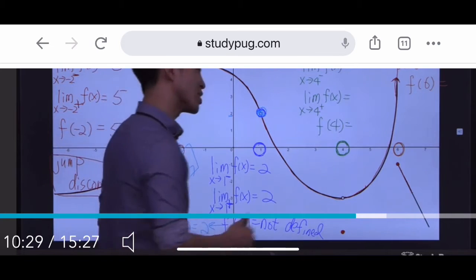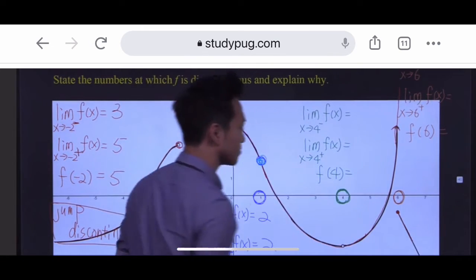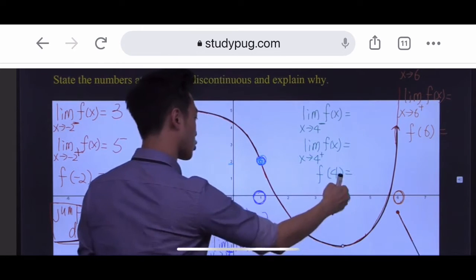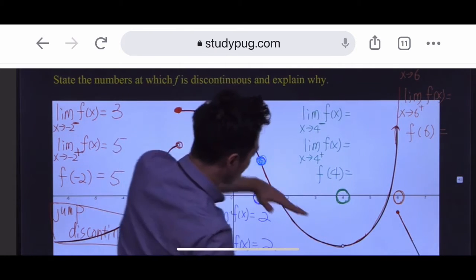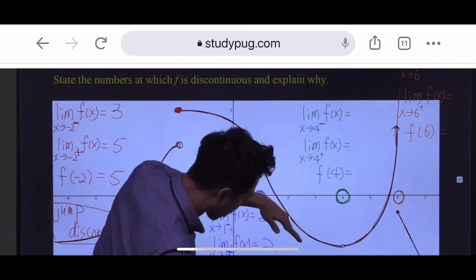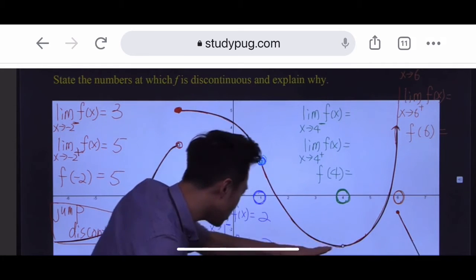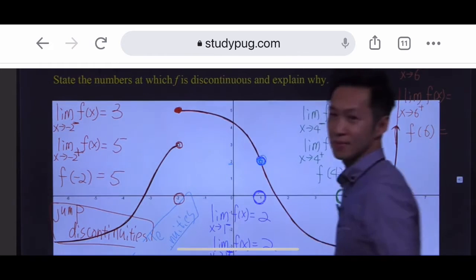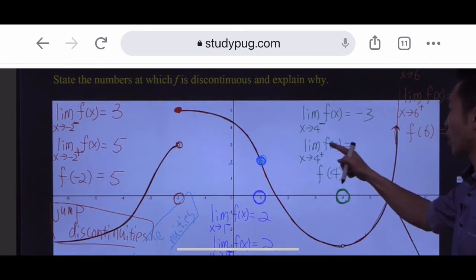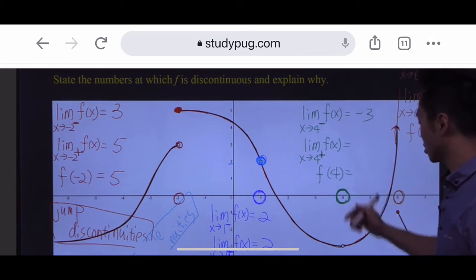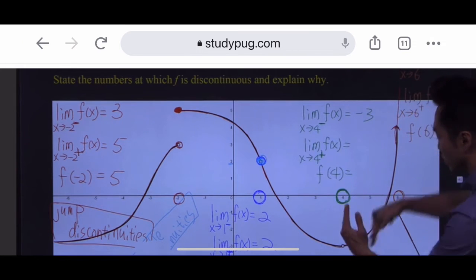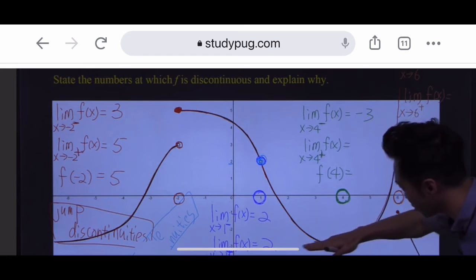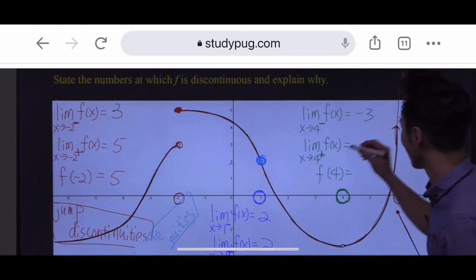Now, let's look at the discontinuity at x equals 4. Approaching 4 from the negative direction, the function gets closer and closer to the value -3. Next, approaching 4 from the positive direction, the function gets closer and closer to the value -3 as well.